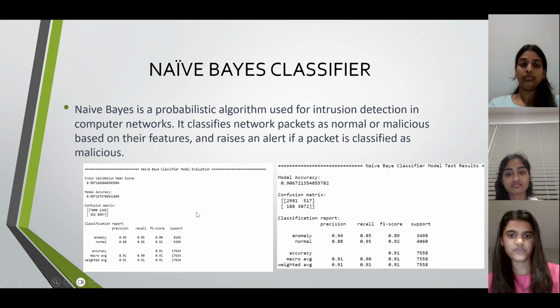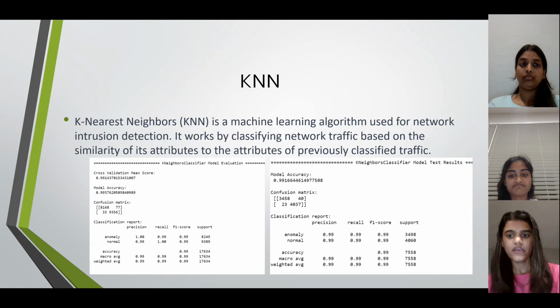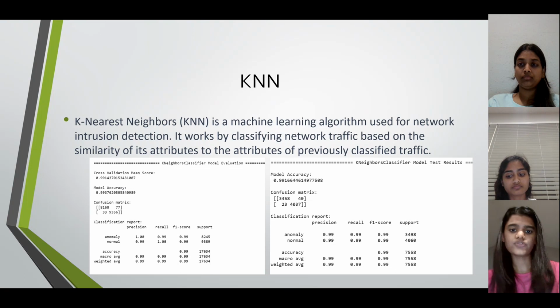And the next algorithm we have used is k-nearest neighbors. K-nearest neighbors is a popular machine learning algorithm used for network intrusion detection. It works by identifying the k nearest packets to a new packet based on the similarity of their attribute values. The algorithm uses a distance metric to calculate the distance between the attributes of the new packet and those of the k nearest packets. During training, the algorithm stores the attribute values of the packets in a database.